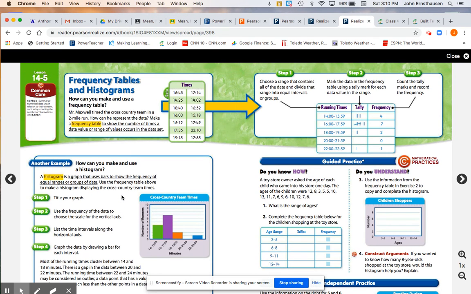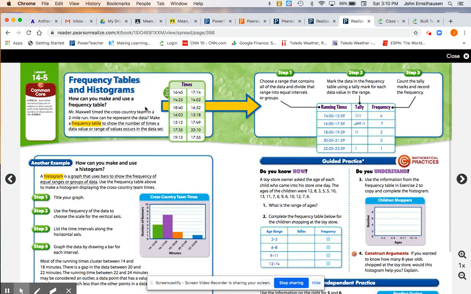It's really important that you guys do what I'm saying in my videos because this is where the understanding comes from. So if you're looking at the top of page 372 and 373 here, it says frequency tables and histograms. Mr. Maxwell timed the cross-country team in a 2-mile run. How can he represent the data? Make a frequency table to show the number of times a data value or range of values occurs in the data set. So as we're looking right here at the times, these are the times of the runners.